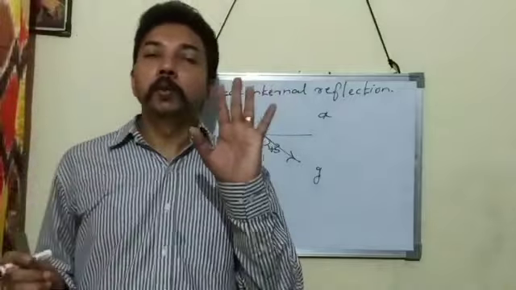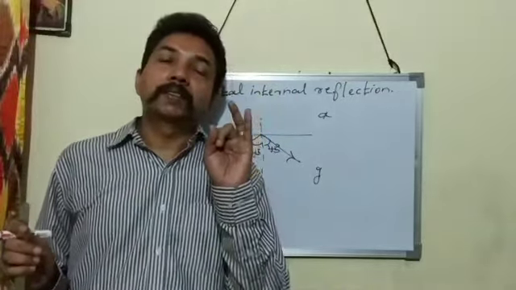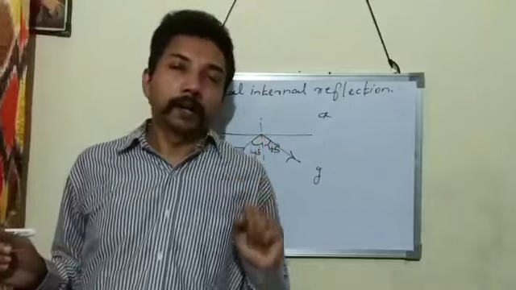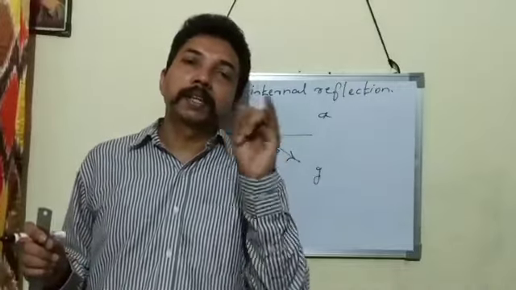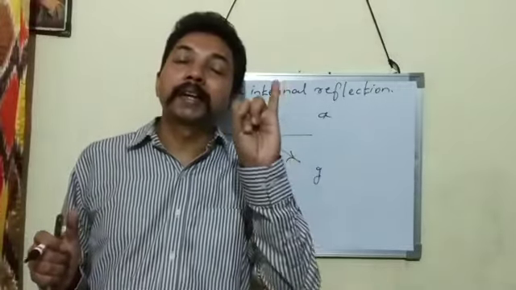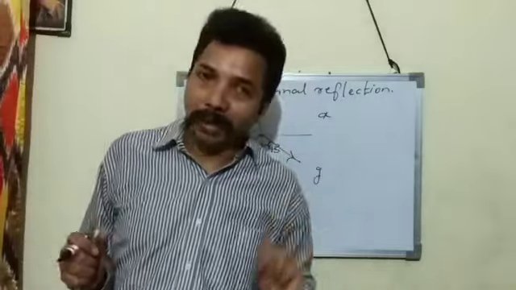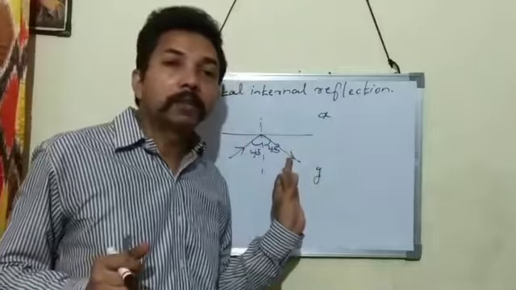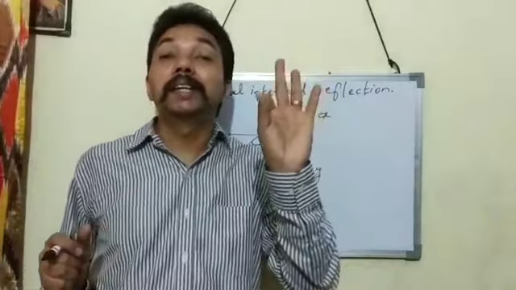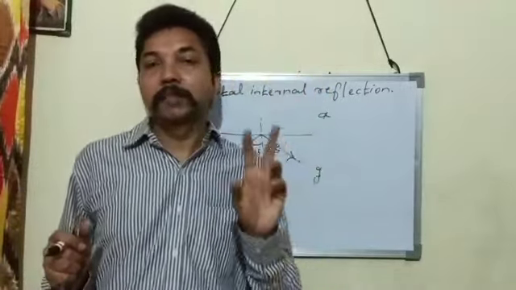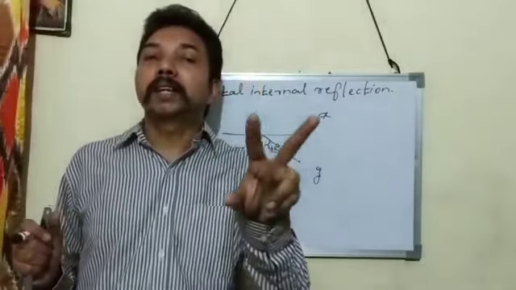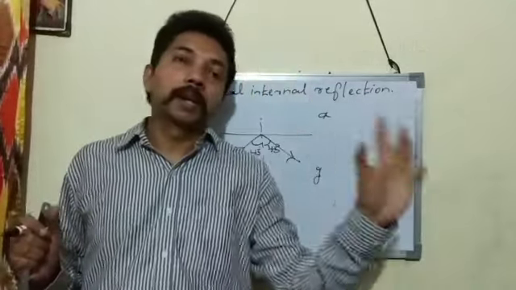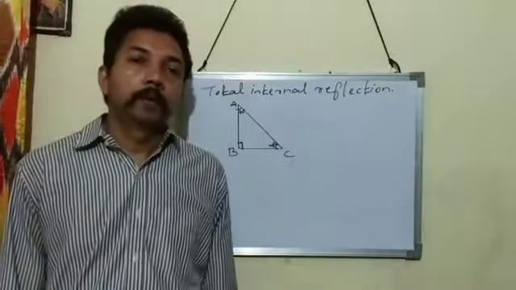There are two essential conditions for total internal reflection of light. First condition is light must travel from denser to rarer medium, and second condition is the angle of incidence must be greater than the critical angle. These are the two essential conditions for total internal reflection of light.